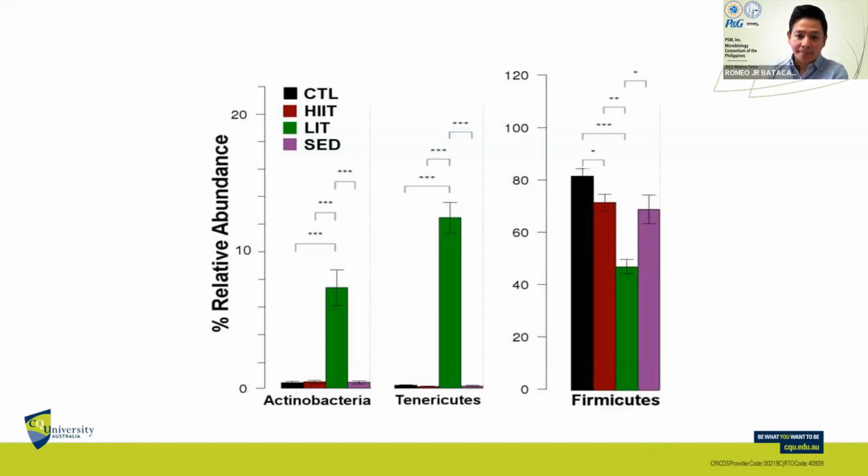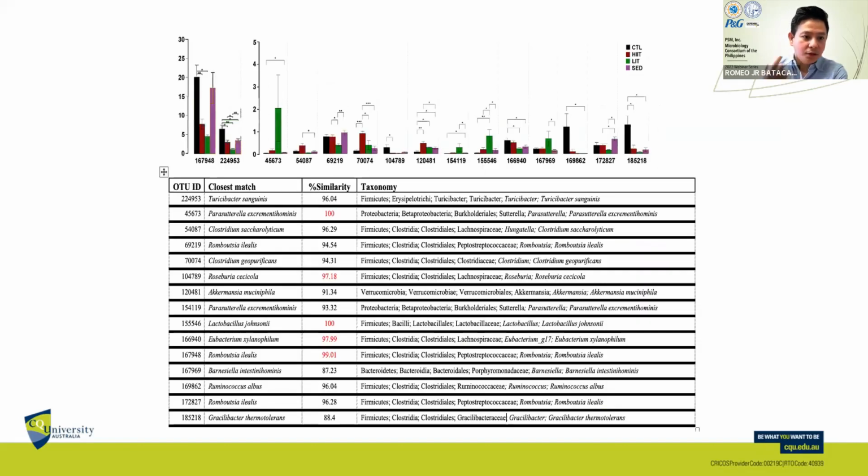The phyla Tenericutes, Actinobacteria, and Firmicutes were different between activity groups. Particularly, Tenericutes and Actinobacteria were induced in light intensity group with no significant change in high intensity interval training. So the OTUs significantly affected by exercise level in rats fed standard chow diet is shown in this figure.